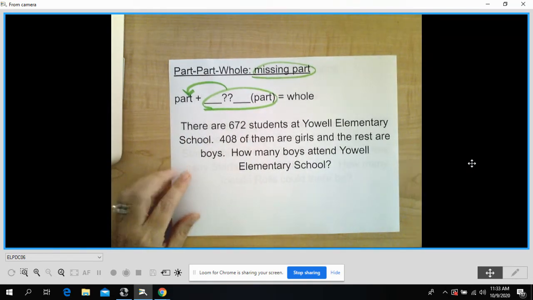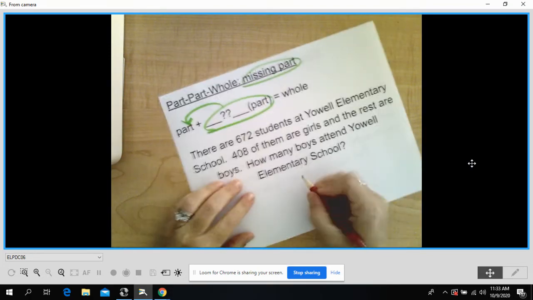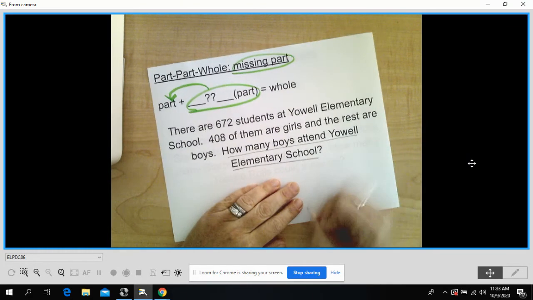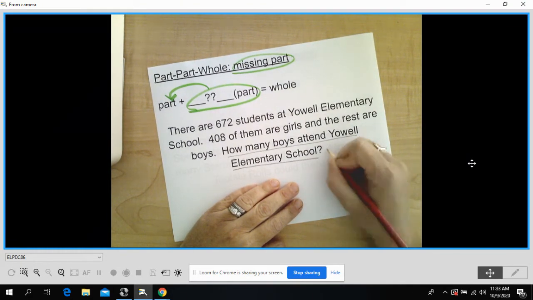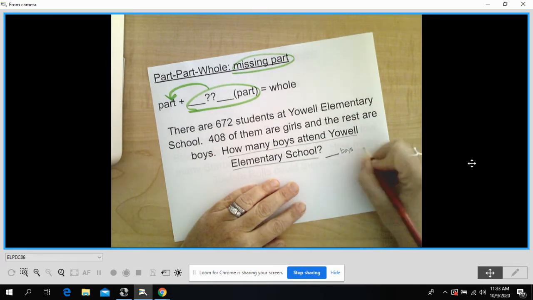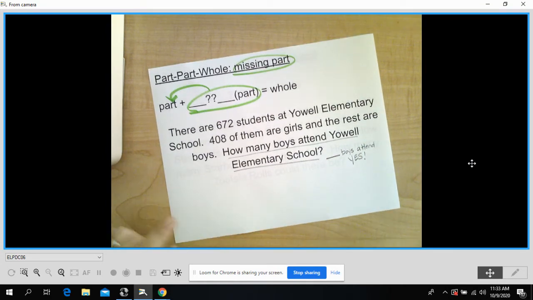So let's go ahead to our problem. There are 672 students at Yowl Elementary School. 408 of them are girls and the rest are boys. How many boys attend Yowl Elementary School? Okay, there's my question. So I want to be able to say at the end of this problem, blank boys attend or go to Yowl Elementary School, okay?